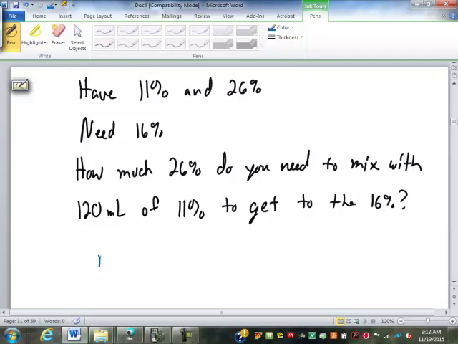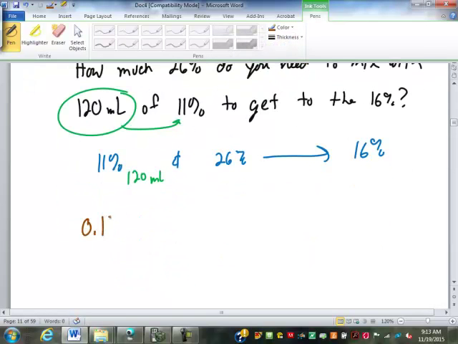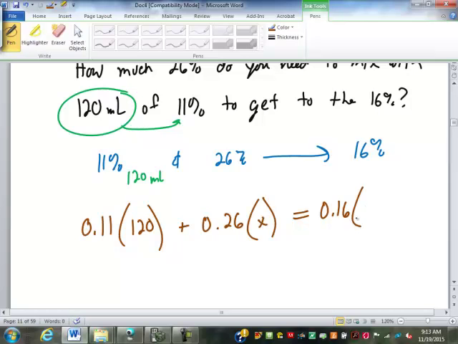So we have 11%, and we're going to combine it with the 26%, trying to get to 16%. Do we know the amounts of either of those? We have 120 milliliters. What does that go with? The 11%, right? So let's try to write our formula. 11% is 0.11 times 120 milliliters. Plus 26% is 0.26. Do we know its amount? No, so we're going to call that x. And this is going to equal, we want this to become 16%. That's 0.16.